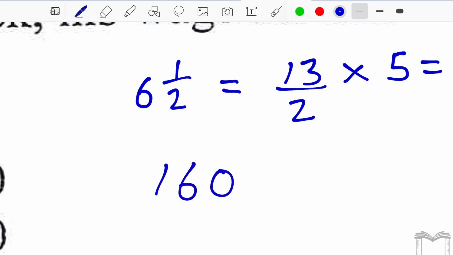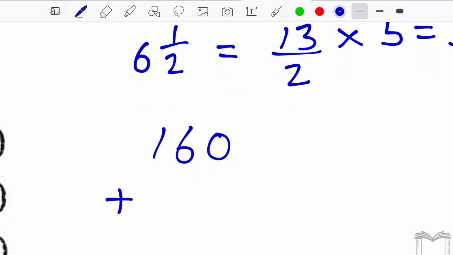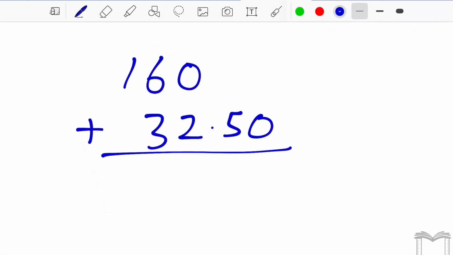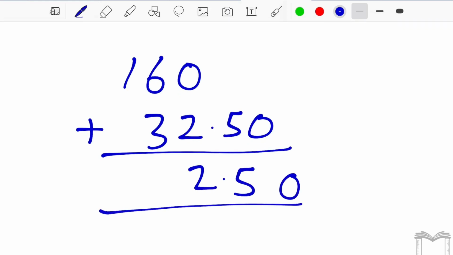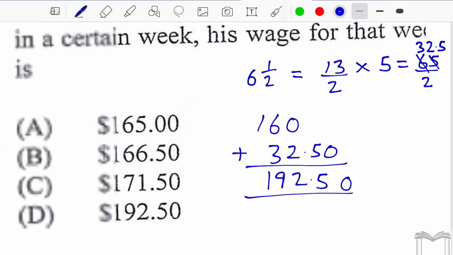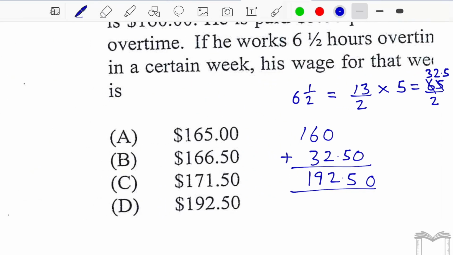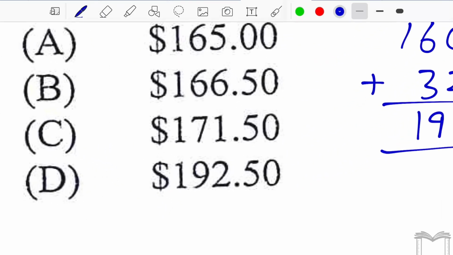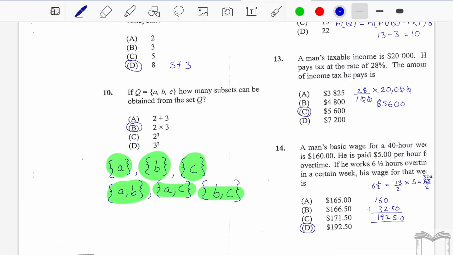His basic wage is $160. So we must add the basic wage and the overtime wage in order to determine the total wage. So we are looking for $192.50. Yes, we found it at D. This is the answer.